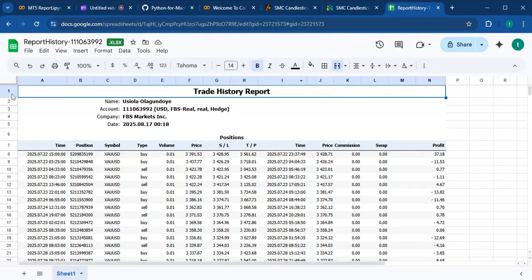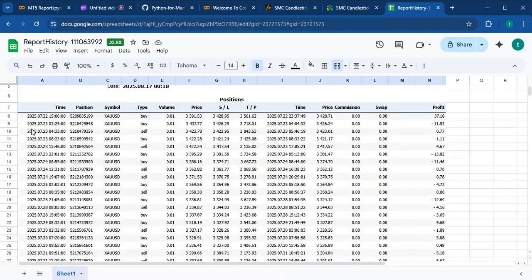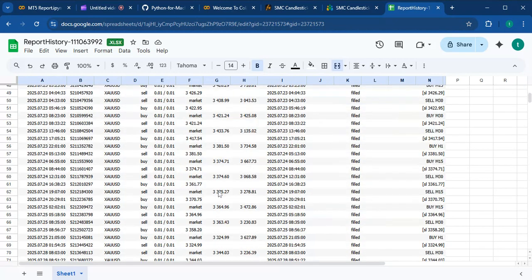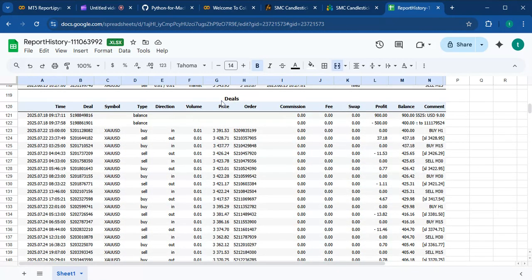So here, as you can see, we have three problems with this data. The first one is it's irregular. Rows 1 to 6 have different column headers. Then the data is repeated three times, because we have it here under positions, we have it here under orders, and we have it here again under deals.